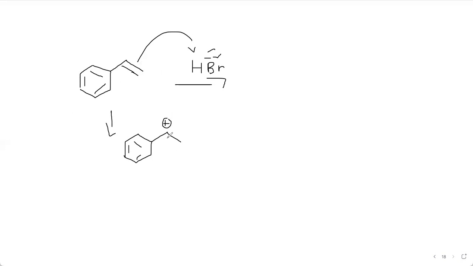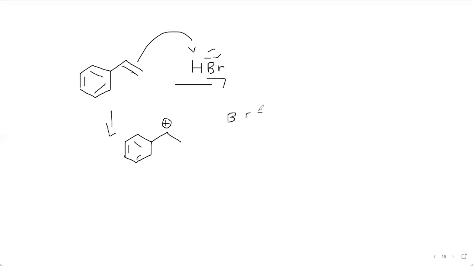Whenever you have a plus charge adjacent to a benzene ring, that's it. It's not going to rearrange anymore. You're not going to do any resonance. There's no hydrogen. You're not going to do any ring expansion or anything like that. If it's next to a benzene ring, it's just going to be happy there. We'll talk about why in a second.